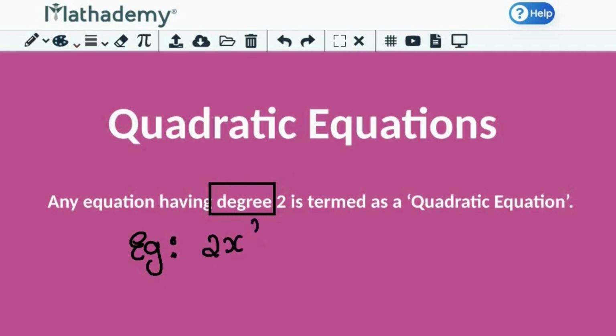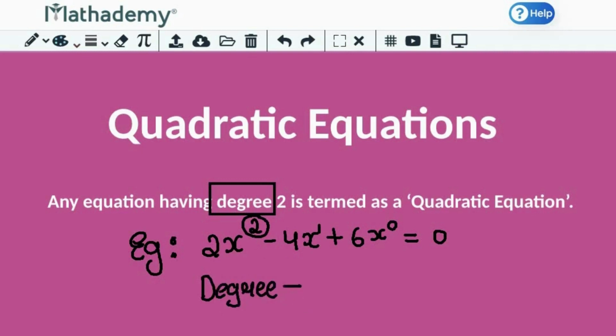2x² - 4x + 6 = 0. This is an equation in variable x, and the highest power of the variable x is 2. Therefore, we say that the degree of this equation is equal to 2. So, such an equation having degree 2, that is the highest power of the variable as 2, is termed as a quadratic equation. Now, let us have a look at a few more examples.